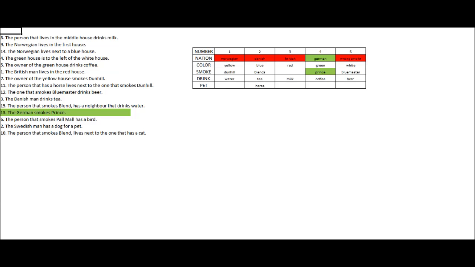So between 4 and 5 are the only two nations that are open. 4 is German, and we can fill in the prince. And that leaves slot 5 is the only remaining nationality open. So we fill in Swedish.